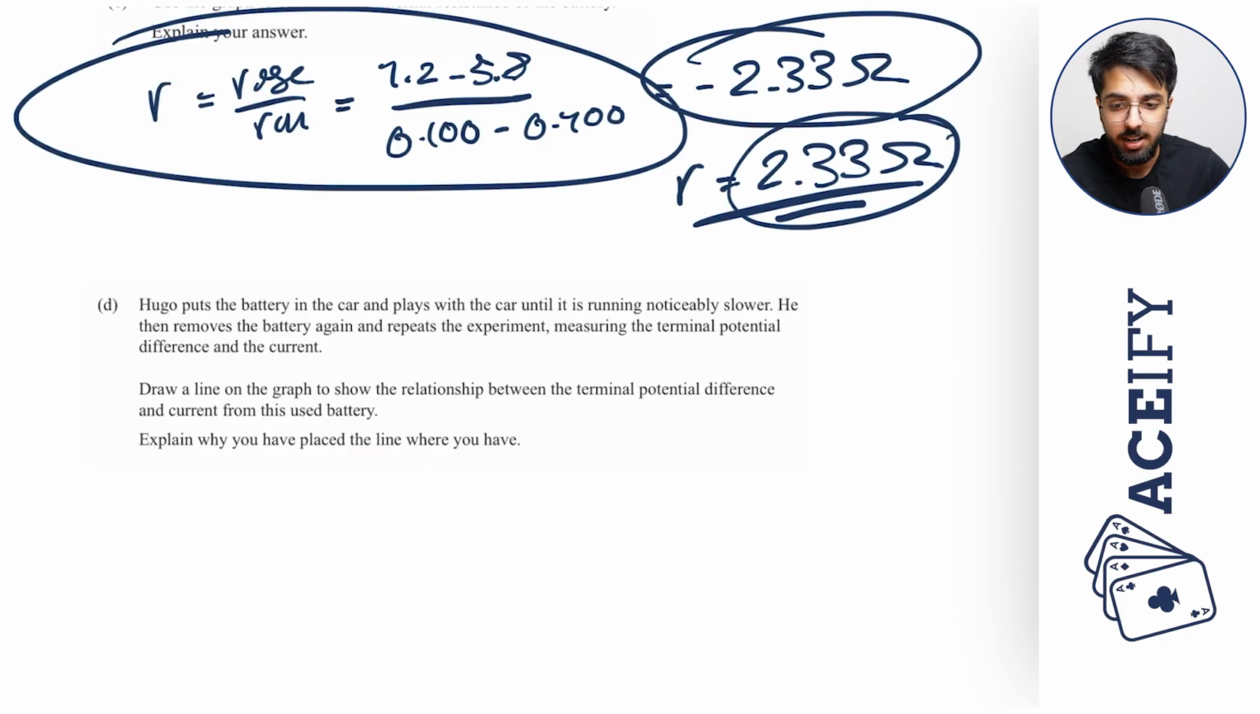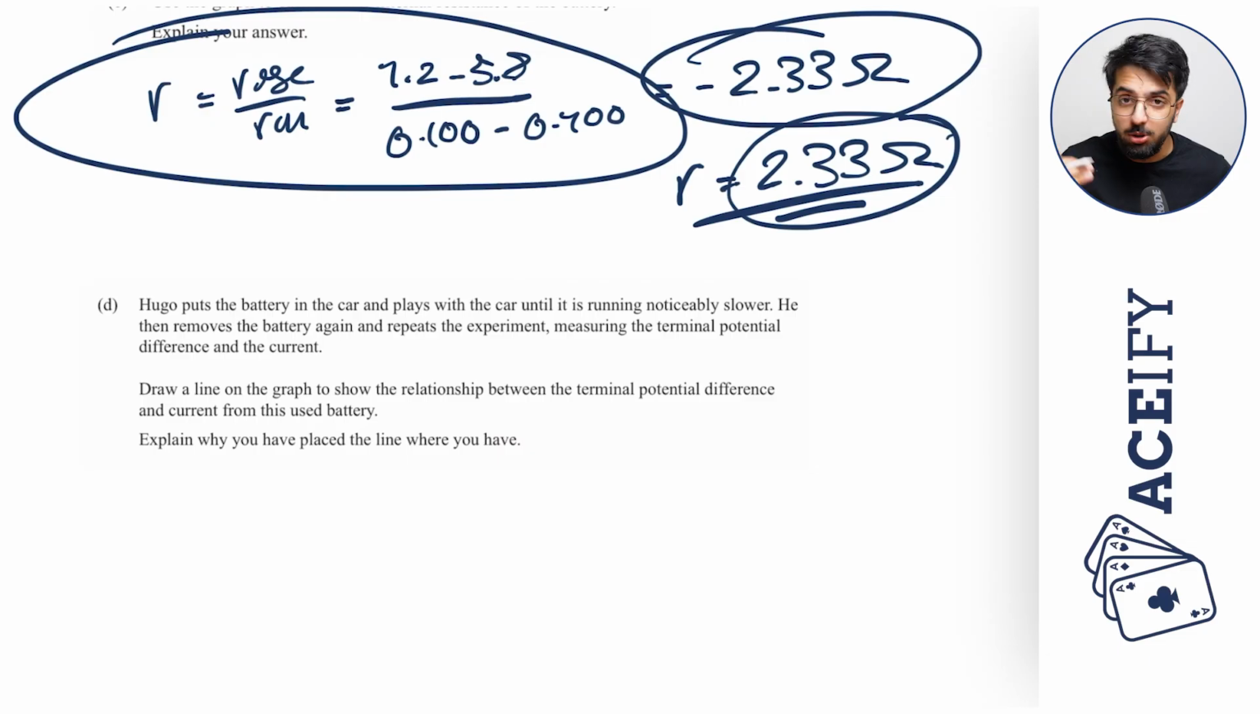Hugo puts the battery in the car and plays with the car until it's running noticeably slower. He removes the battery again and repeats the experiment, measuring the terminal potential difference and the current. Draw a line on a graph to show the relationship between the terminal potential difference and the current from this used battery, and explain why you have placed the line where you have.